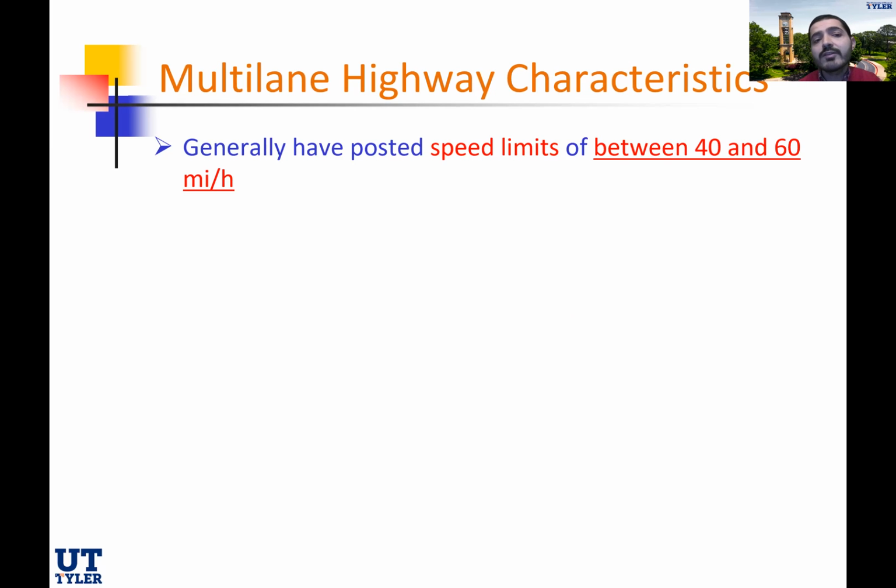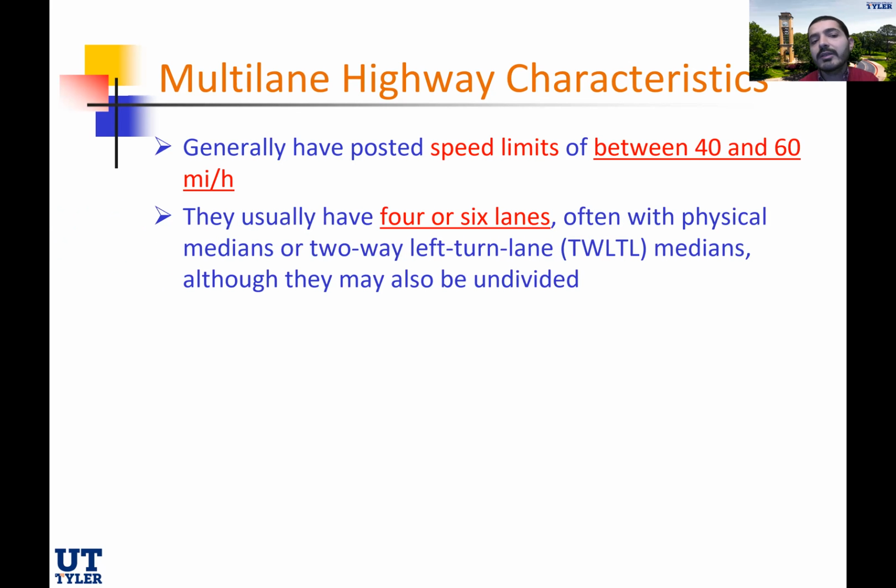For multi-lane highways, generally the speed limit is somewhere between 40 and 60 miles per hour, which is different than driving on a freeway. Freeway like I-20, minimum again 65, 70, 75, and in some cases in Texas we have 85 miles per hour freeways. But for multi-lane highways, the speed limit is going to be a little bit lower, somewhere between 40 and 60 miles per hour. They are usually 4 or 6 lanes. That means 2 lanes per direction or 3 lanes per direction at the most.